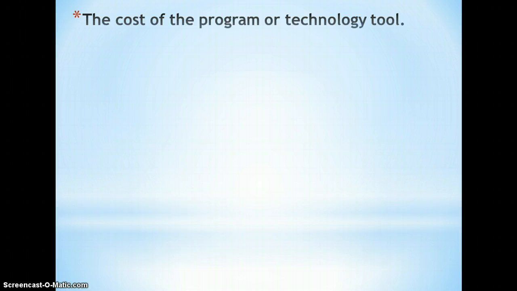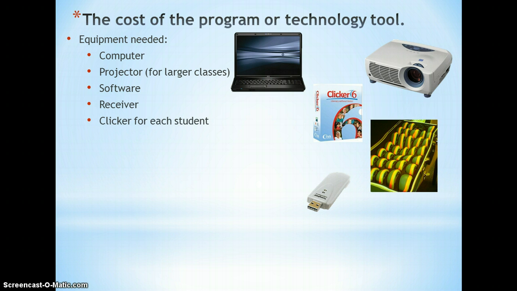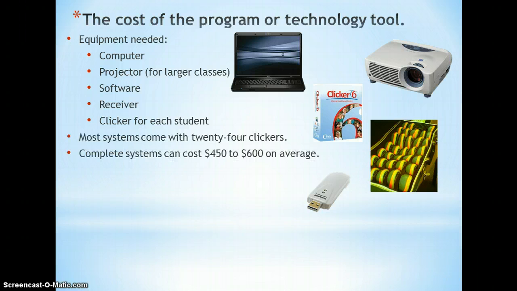What is the cost of the program? To run the system, the class needs a computer, a projector for larger classes, the software, a receiver, and clickers for each student. Most systems come with 24 clickers. If a class is larger, more clickers can be purchased, or students may need to share.